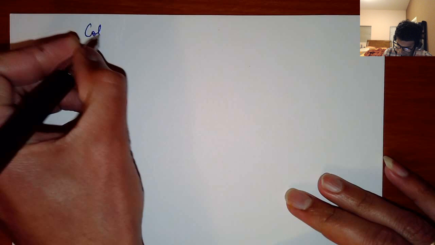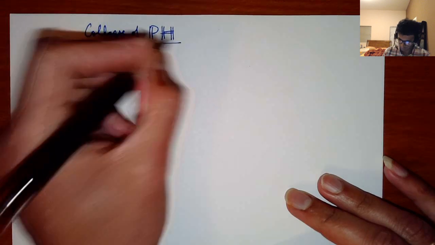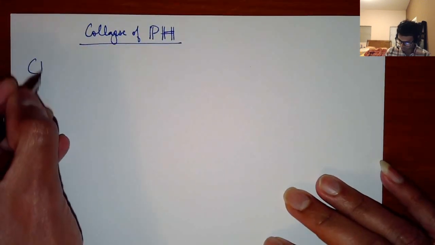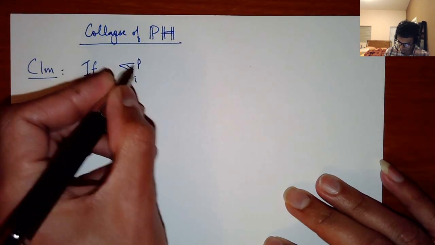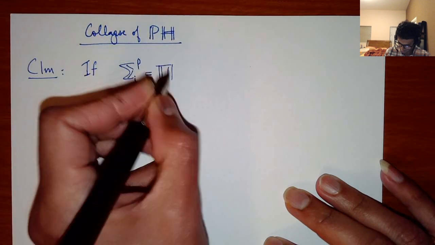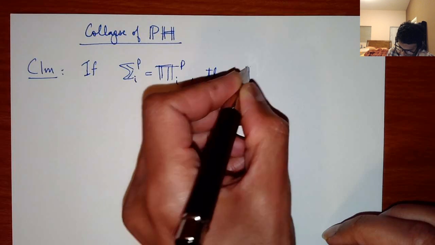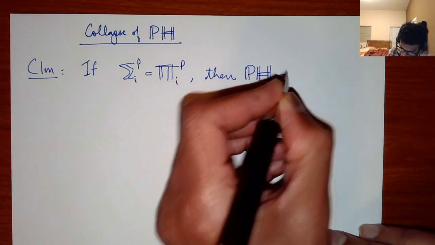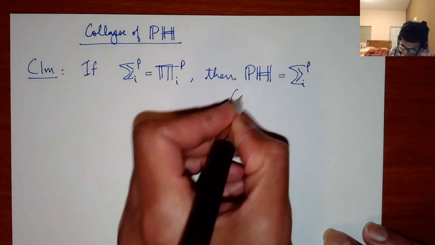Just like we have P is not equal to NP, P is not equal to PSPACE, L is not equal to P. Here's another one, and this is called the collapse of the polynomial hierarchy. This is a claim that says if sigma i p is actually equal to pi i p, then the polynomial hierarchy is just sigma i. And this is called collapse.